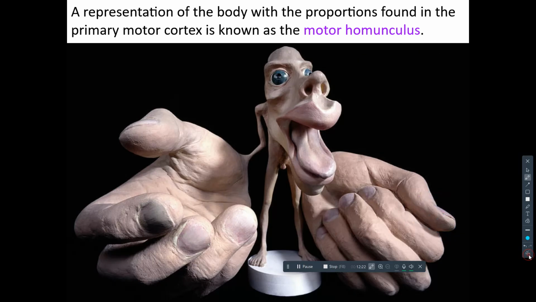All right. So that's our motor homunculus, which is our representation of our primary motor cortex, which is where we voluntarily control movement, and anatomically is located in the precentral gyrus of the frontal lobe.